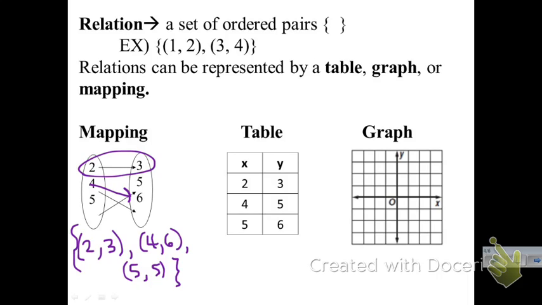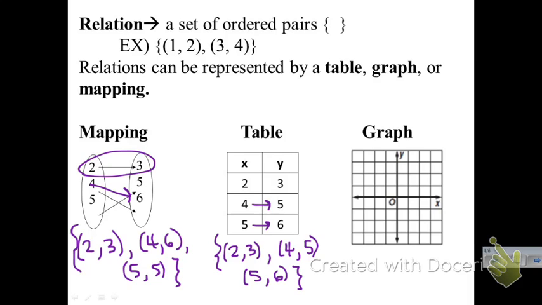The table shows you how x is paired with y, so this x here. So we can say that this 2 is paired with the 3, and we get an ordered pair 2, 3. The 4 is paired with the 5. You get an ordered pair 4, 5. And then the 5 is paired with the 6. And this would all become a set.